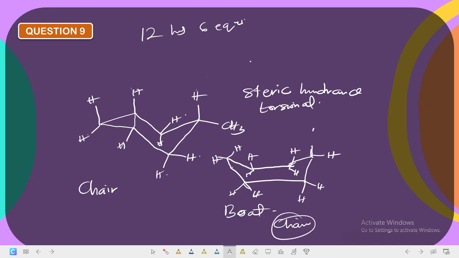Now they put one of the substituents here, and then they put another one here. And they ask which of them will be more stable. What would you say and why? The answer is equatorial. Why? Because of steric hindrance. Are we getting it? It undergoes more steric hindrance when it is at the axial as compared to the equatorial. Is that understood?